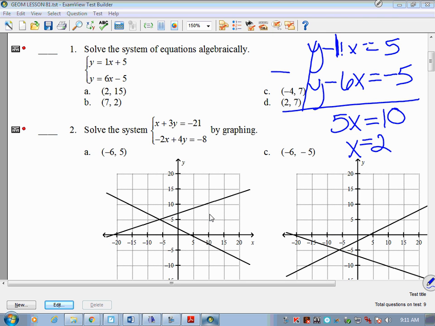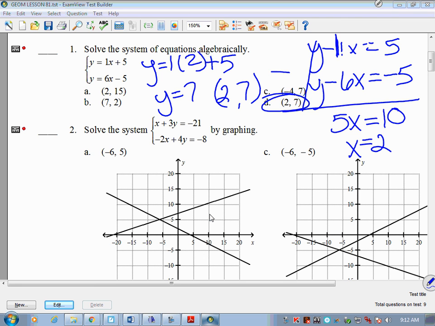Then I can go back in here. Once I know that x equals 2, we can say y equals 1 times 2 plus 5. What is 1 times 2? 2. What's 2 plus 5? 7, so y equals 7. So what are my coordinates then? 2, 7. So I'd get D there.